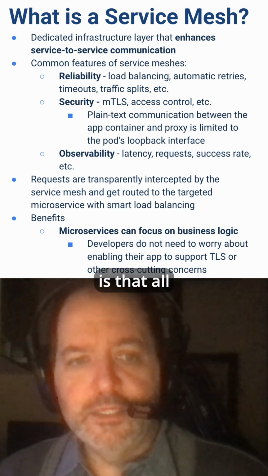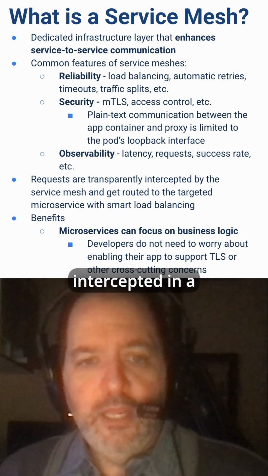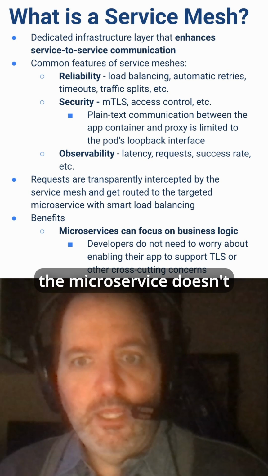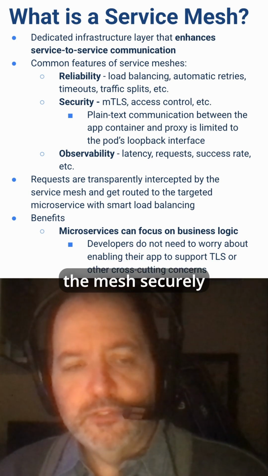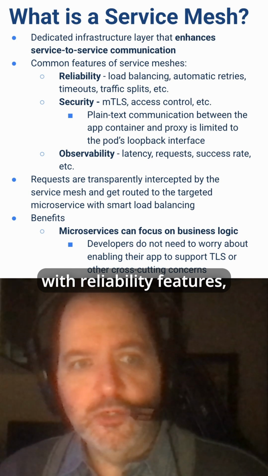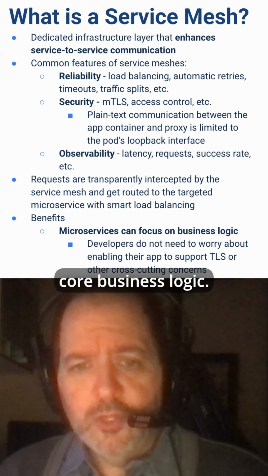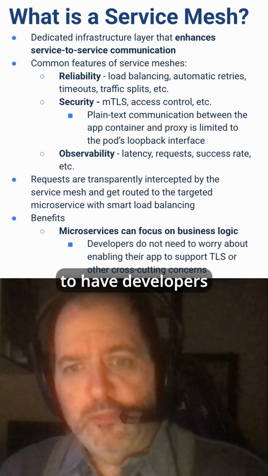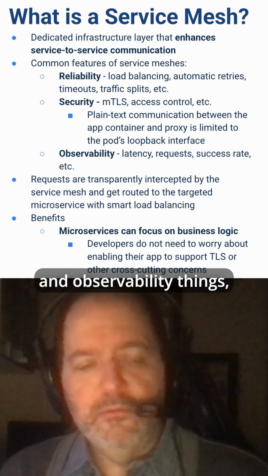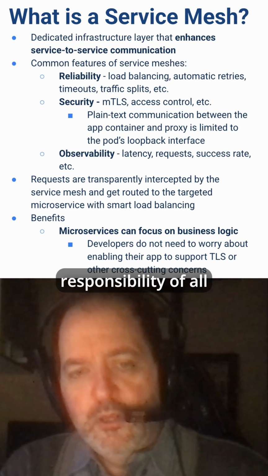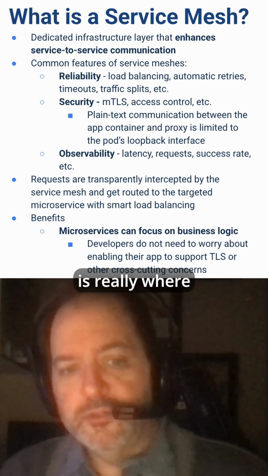So the idea is that all the requests from one microservice to another are essentially intercepted in a transparent way that the microservice doesn't know about, and then forwarded across the mesh securely with reliability features, with observability built in. And that way microservices can really focus on the core business logic. We don't have to have developers worry about maintaining libraries for TLS, worry about retries and observability things, right? We shift the responsibility of all those things onto the platform, which is really where it should be.